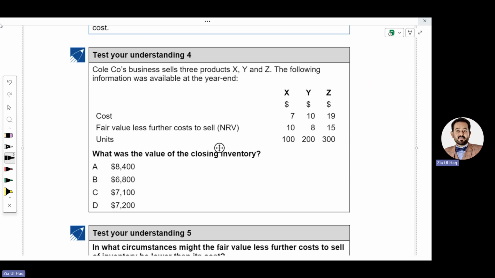Please try to calculate the closing inventory figure. Lower of cost and NRV.